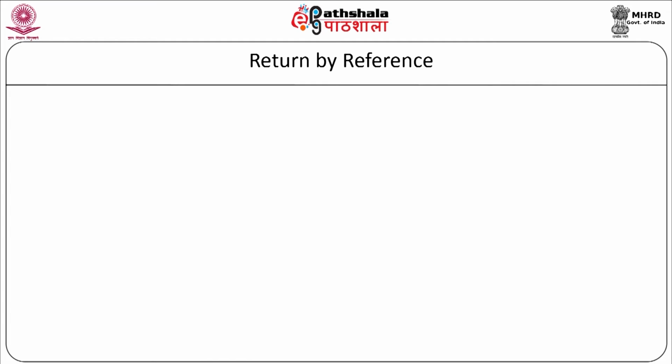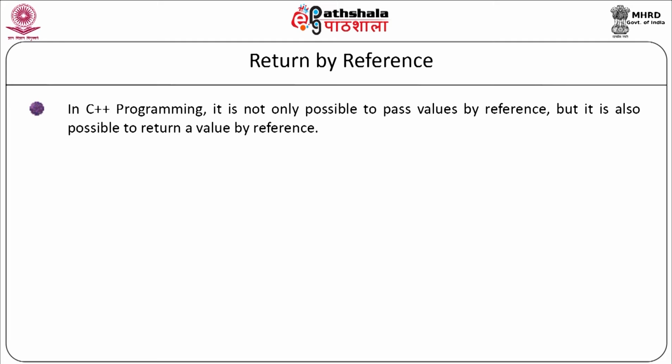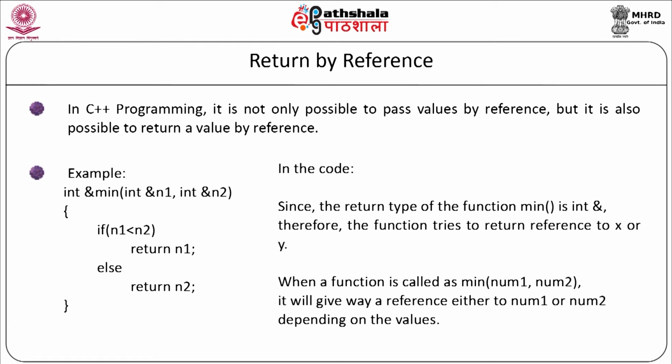Return by reference. The way we can call by reference, we can return a reference from a function. In C++ programming, it is not only possible to pass a value by reference, but it is also possible to return a value by reference. The example is int& minimum(int& n1, int& n2). Here minimum is the name of the function, which will accept two reference variables n1 and n2, and it will return one reference as int&.